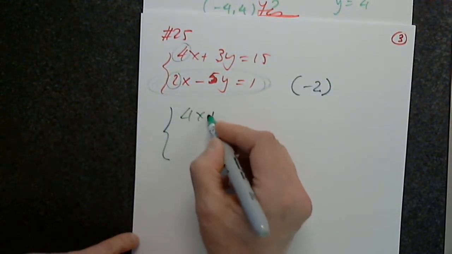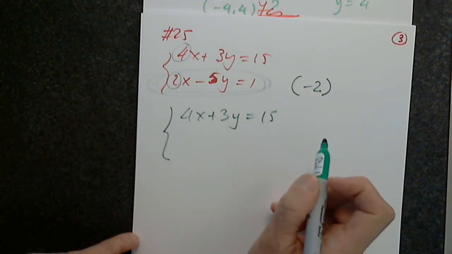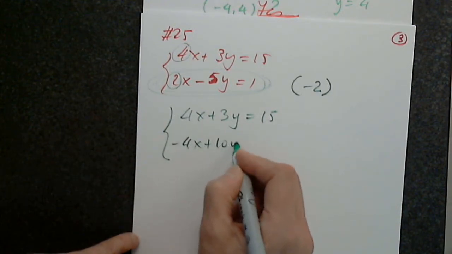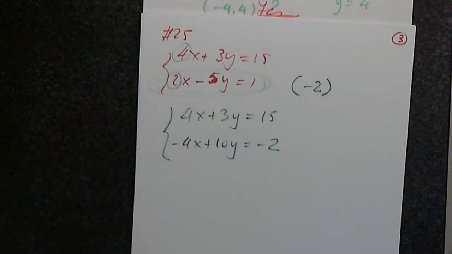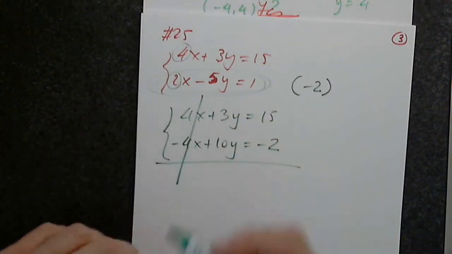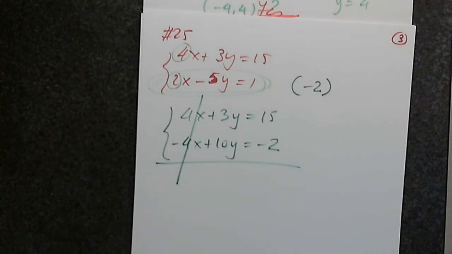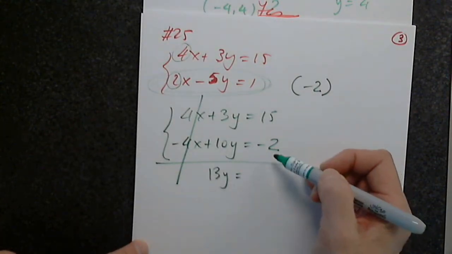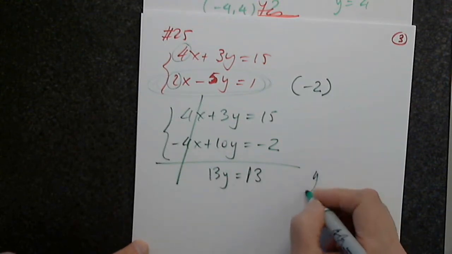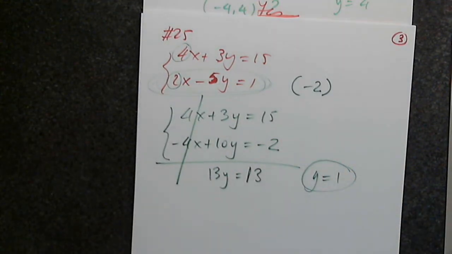So we copy, please keep the equations together. We copy 4x plus 3y equals 15, and then -4x plus 10y equals -2. I cannot pick and choose. When we decide to multiply an equation by -2, I have to multiply all terms, both sides, by -2. And now I eliminated the variable that I wanted to eliminate, because when I add 4x to -4x, I get 0. When I add 3y to 10y, I get 13y. And when I add 15 to -2, I get 13. Therefore, y happens to be 1.